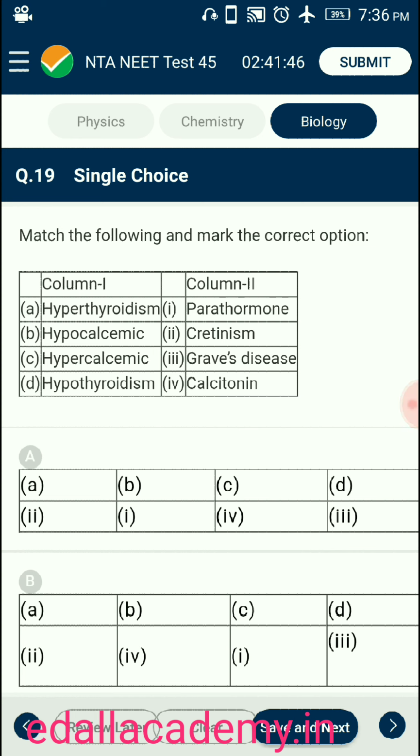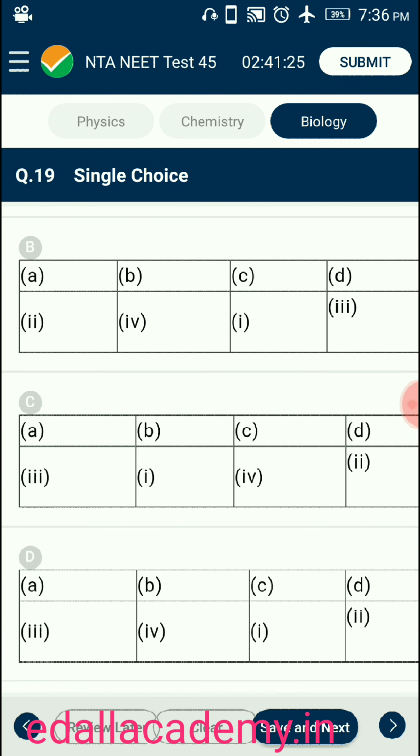In hyperthyroidism, the rate of synthesis and secretion of thyroid hormone increases, leading to a higher hormone level than normal, which leads to exophthalmic goiter or Graves' disease. Calcitonin decreases but parathormone increases blood calcium level. So the correctly matching option is option D.